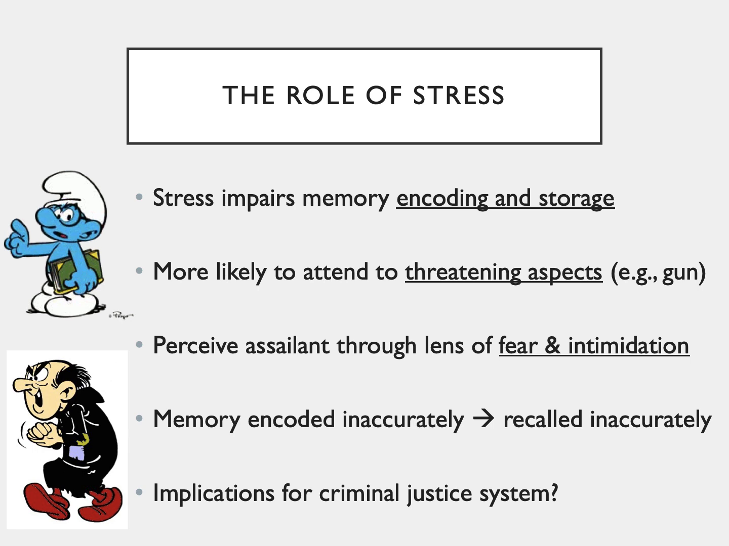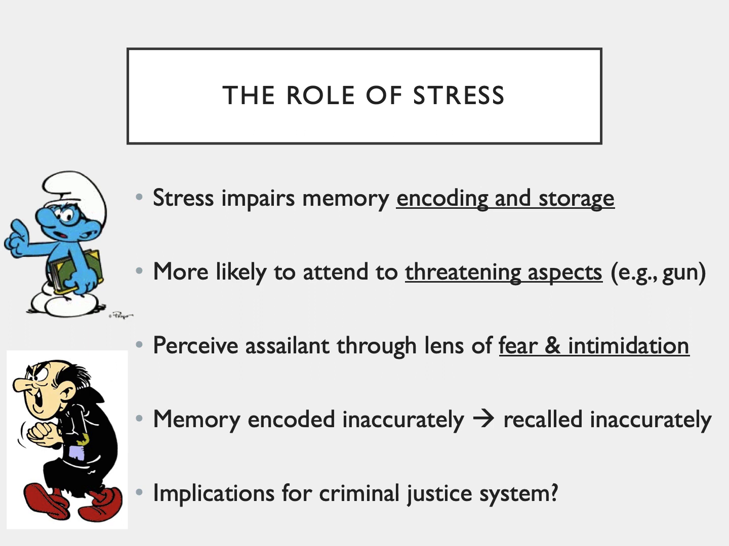We're also more likely to attend to the threatening aspects of the situation by focusing on the weapon, like a gun. So again, we perceive the assailant through this lens of fear and intimidation, which leads us to focus on certain aspects of the experience over others, such as the weapon, and to misperceive aspects of that experience as being more aligned with the fear and intimidation that we're experiencing. That leads memories to be encoded inaccurately, which means they're recalled inaccurately.